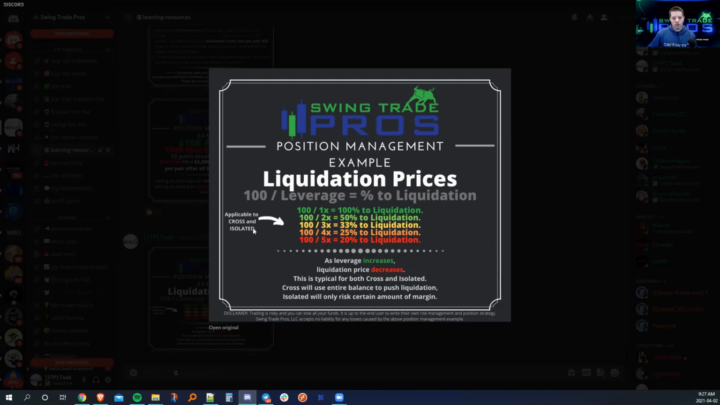This is applicable to cross and isolated. You've got 100 divided by 1x is 100% to liquidation. You've got 100 divided by 2x, 50%. And gradually, as you increase that leverage, your percent to liquidation comes down. So I've highlighted 3x as about the mid-range.